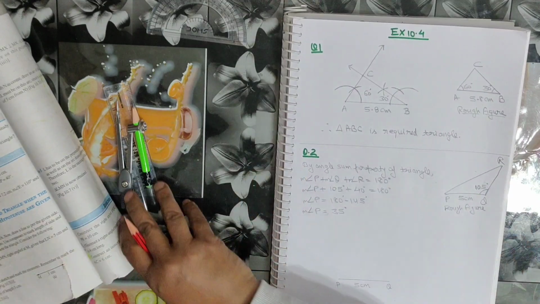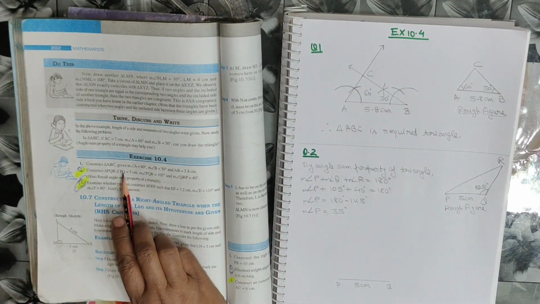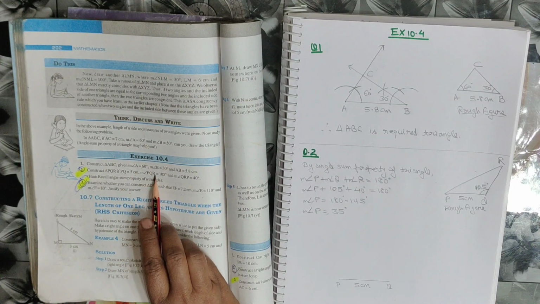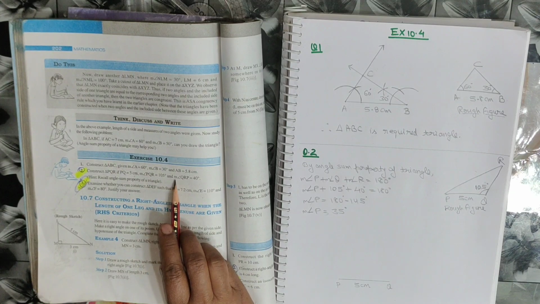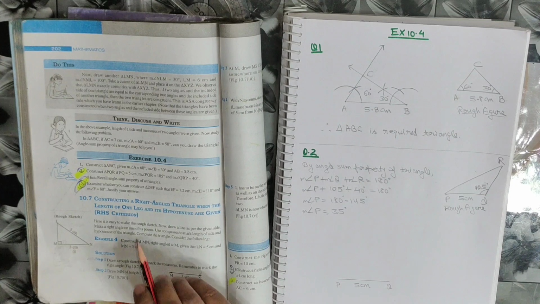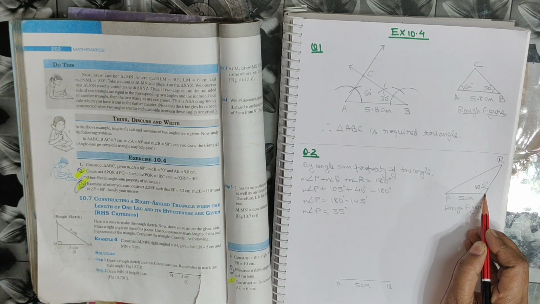Now moving to question number 2. Question number 2 is construct triangle PQR, if PQ equals to 5 centimeter, measure of angle PQR equals to 105 degree and measure of angle QRP is 40 degree. Now students, first of all, what is given in the question? PQ is 5 centimeter. So I am drawing the rough figure first.